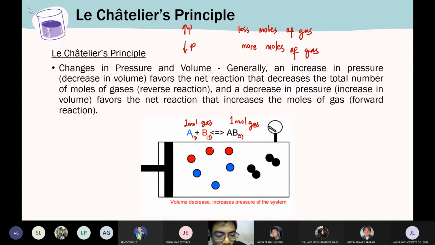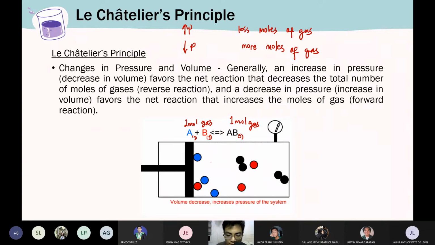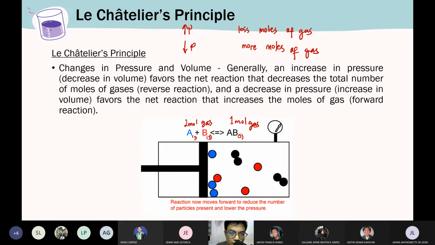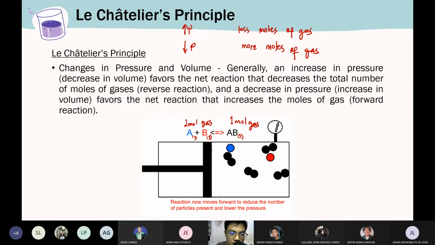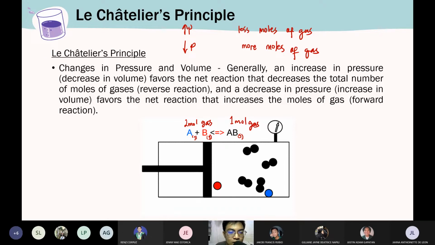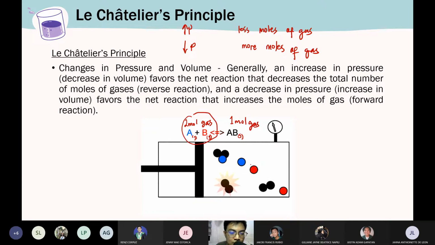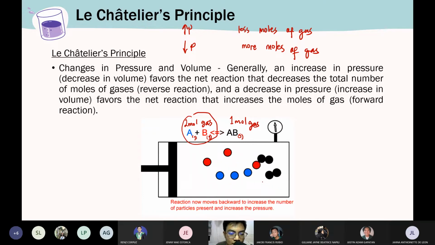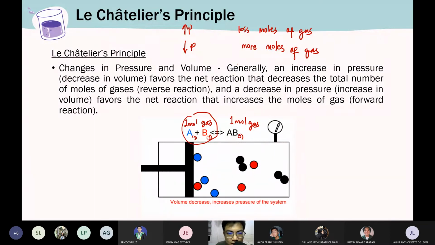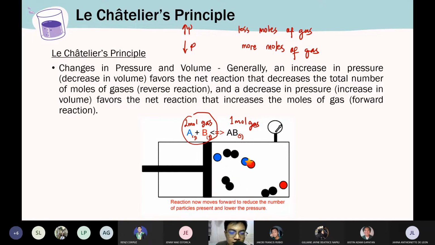Let's look at this GIF again. Okay, let's wait for it. See, when you pull the piston, what will happen? It will favor more moles of gases. So you will see more red and blue, because these have more moles of gas. Look at them: the red and blue increased compared to the black. But if you increase the pressure, the black will increase because it has fewer moles of gas. Okay?